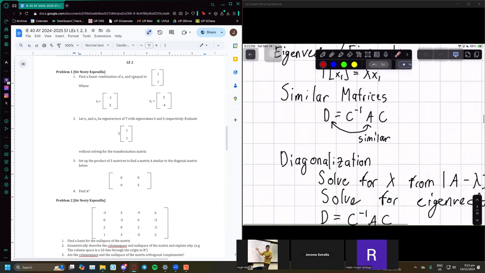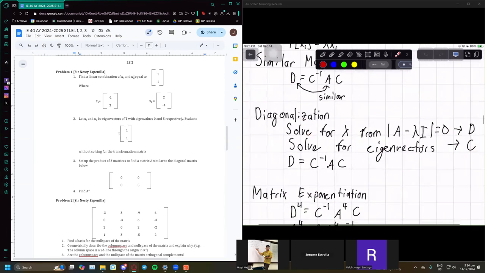Then similar matrices. Basically, these are a bit complicated to describe, but from the slides you'll see, first of all, a property of similar matrices is they have the same eigenvalues. And here in this equation, D equals the inverse of C times A times C. If there exists a matrix C such that this is true, where D is also going to be a diagonal matrix, that's why it's D, then D and A are similar matrices.